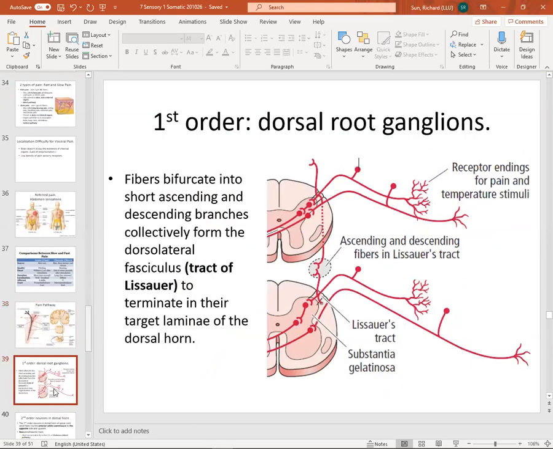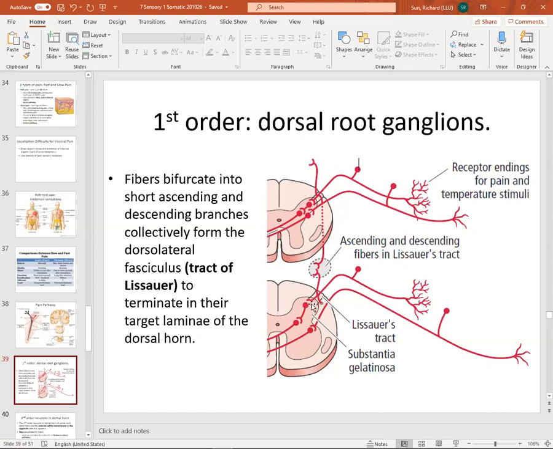So the first order will be the same. Type A delta and type C, they all enter into the dorsal horn of the spinal cord. When they enter, they only send short branches up and down. And this one forms a tract called the tract of Lissauer. So they form this tract as the first order of the nociceptors.